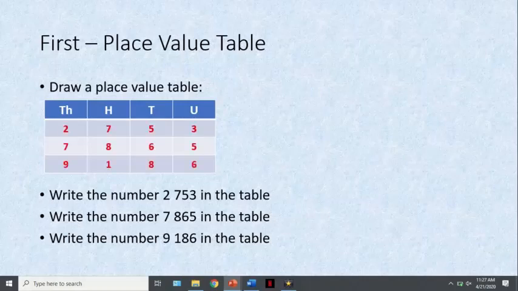Here are our answers. We have 2,000s, 700s, 5 tens, and 3 units. Next number, we have 7,000s, 800s, 6 tens, and 5 units. In our final number, we have 9,000s, 100s, 8 tens, and 6 units.